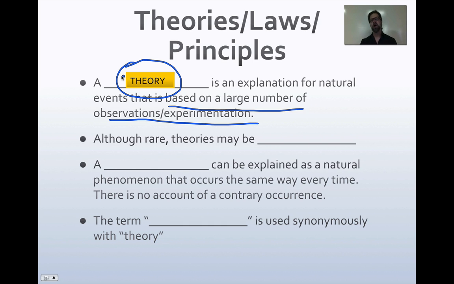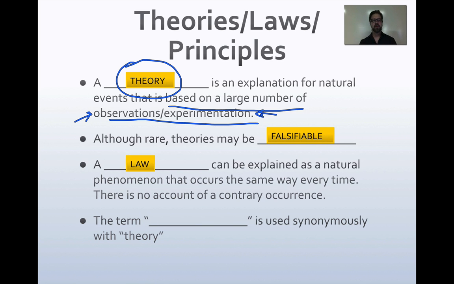Sometimes you'll hear people say, oh, that climate change, global warming stuff, that's just a theory. Well, yeah, but it's based on a large number of observations that scientists have made and experiments that they have done. So a theory is actually a pretty strong thing. Although rare, theories may be falsifiable, as you just saw with the phlogiston. Every once in a while, someone comes up with some alternative evidence that makes you rethink your theory, and many, many years of burning things, in the case of phlogiston, was all falsified by the burning of certain types of metals.